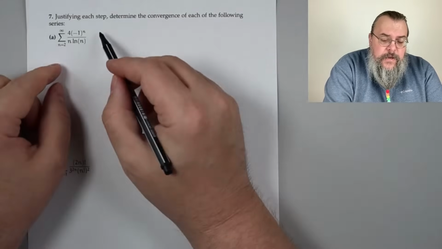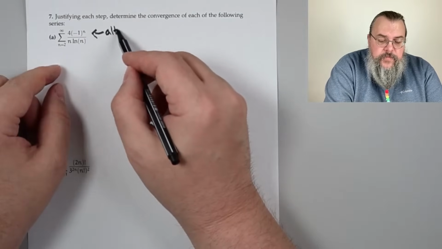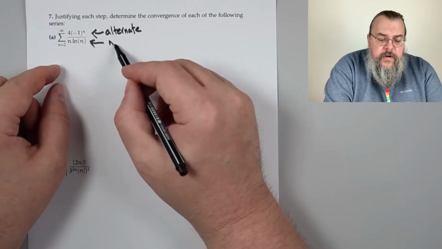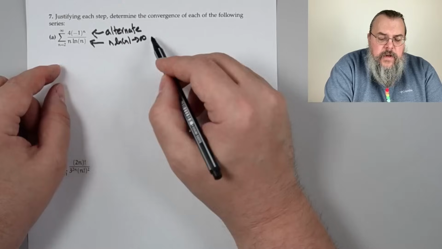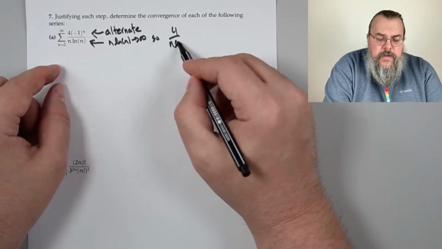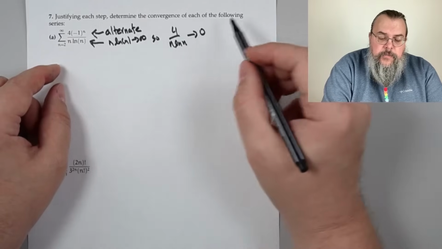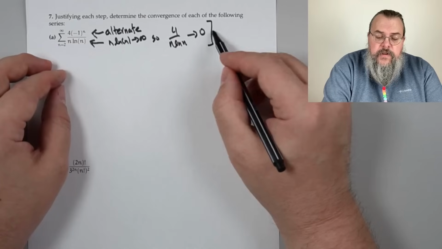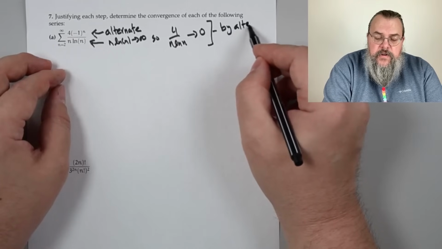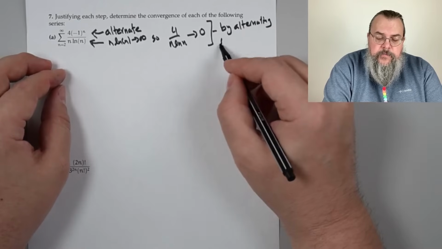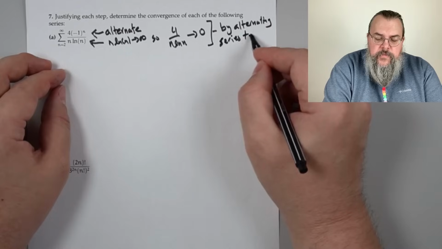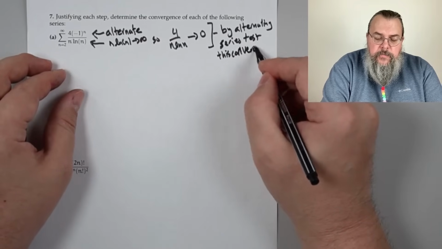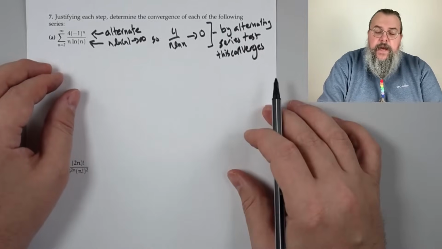So we say, okay, we alternate, n log n goes to infinity, and so 4 over n log n goes to 0. Now what does that tell us? If we alternate and the terms go to 0, then the punchline is, by the alternating series test, this converges. All right, cool. Now, that wasn't so bad.